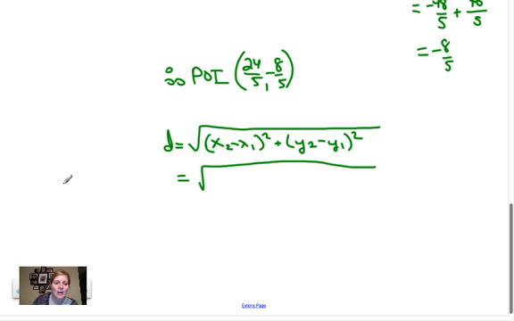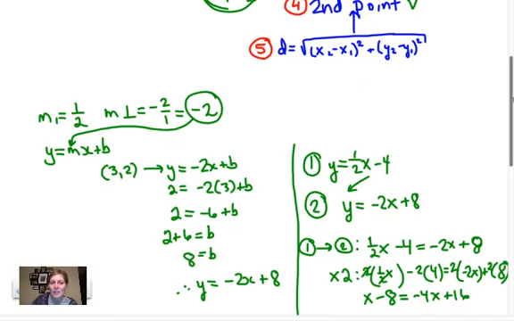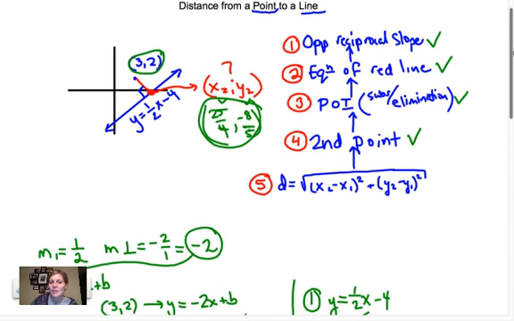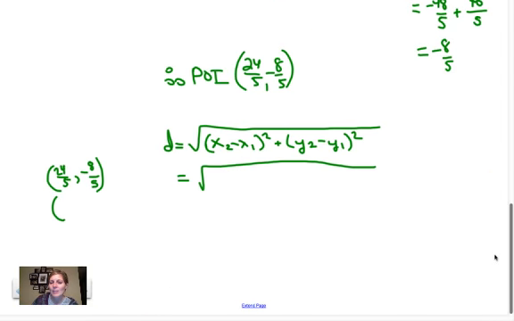Our 2 points that we're considering are the points 24/5 and -8/5 that we just calculated. And the other point came from the original question, how far is 3,2 from the line? That's the other point we're going to use. It's the point 3,2. Now I just sub it into the formula and do the math.